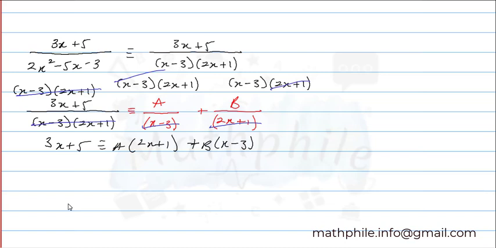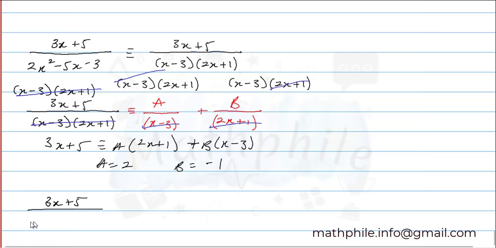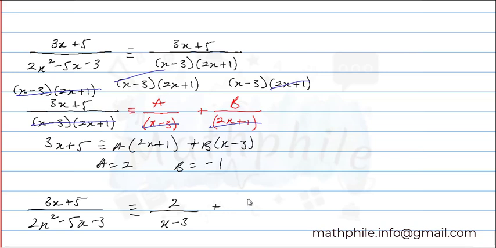Say A is equal to 2, and B is minus 1. It's okay. So we write our final answer. That's 3x plus 5 over 2x squared minus 5x minus 3. This is identical to A is 2, so 2 over x minus 3 plus B, which is negative 1, over 2x plus 1. We good?